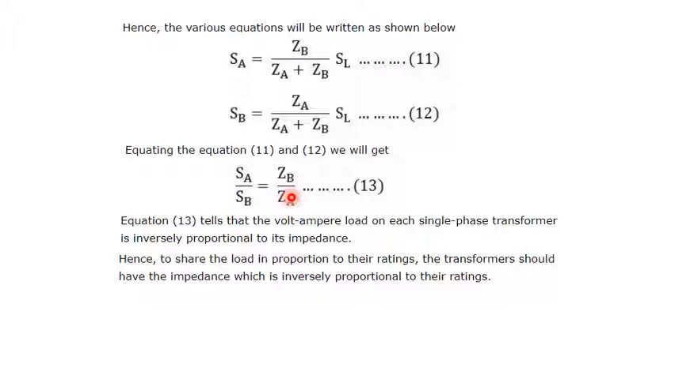So what is the necessity of parallel operation of transformers, and what are the conditions for parallel operation of transformers? Those conditions were proved here by considering two transformers, transformer A and transformer B, connected in parallel. So this is about the parallel operation of transformers.